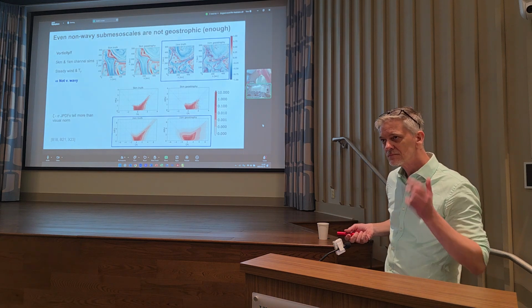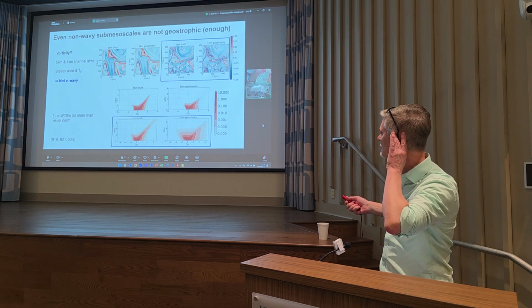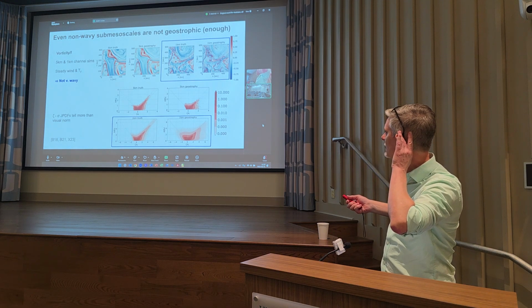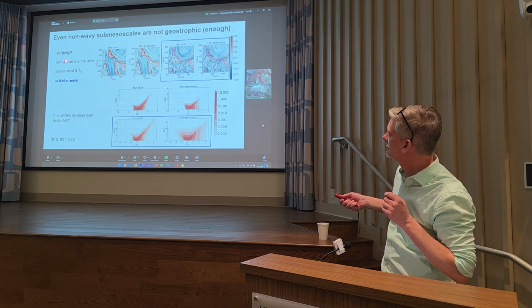Are the colors plotted at the top vorticity over f, or is that wind speed? It's vorticity over f. Yes.